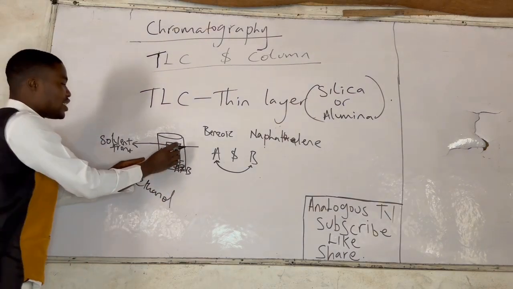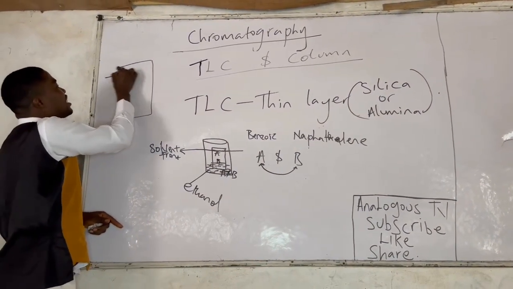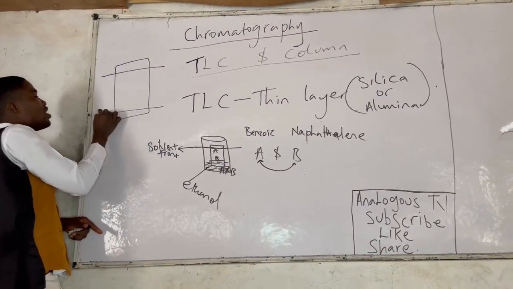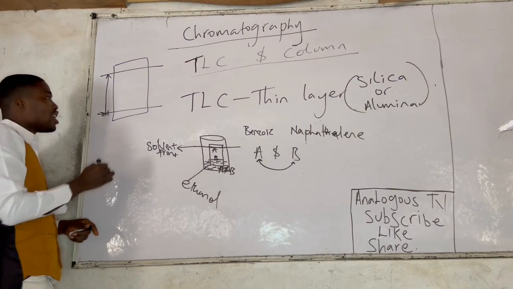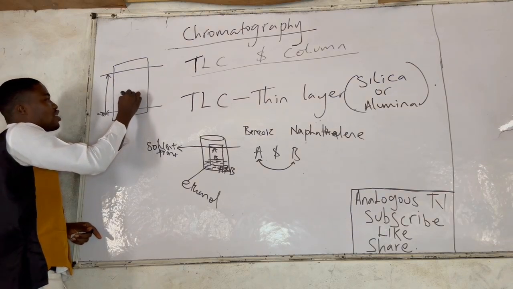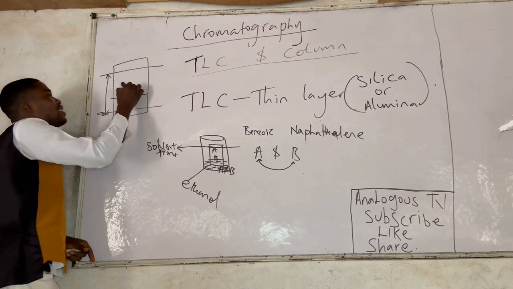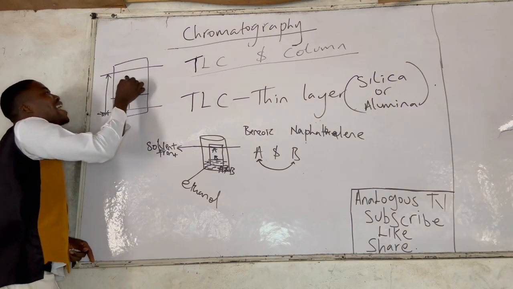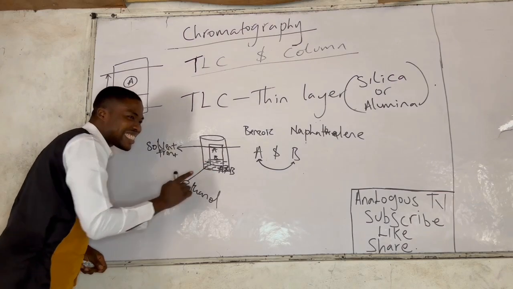If I make this thin layer bigger here, let's broaden the thin layer. Let's say this is the distance moved by the solvent, the solvent front. B will just travel a short distance and stop. It might create a band and stop there. The remaining, A, will travel more. Why is A traveling more? Because A is more soluble in ethanol.